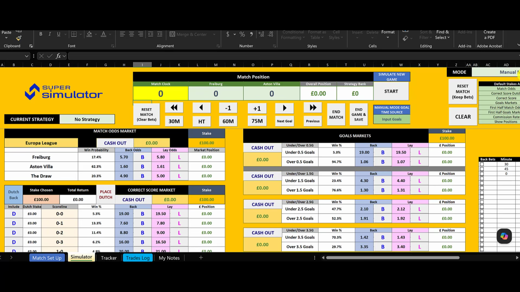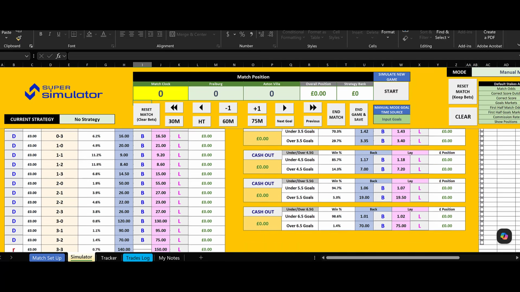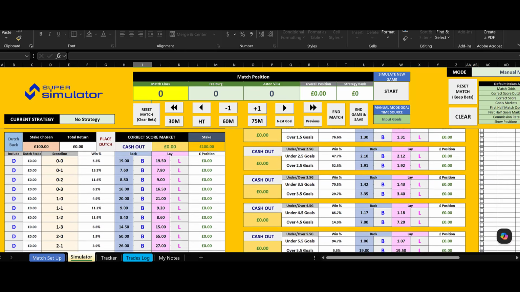Anyway, let's get back to it. And so as said, the great thing about the football trading super simulator is the fact that we can use all these markets all at once.